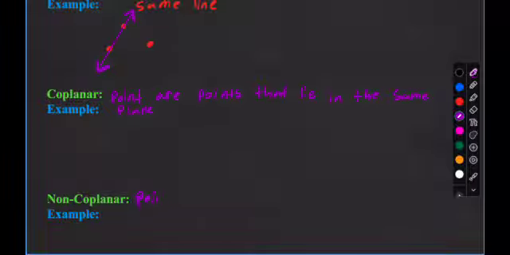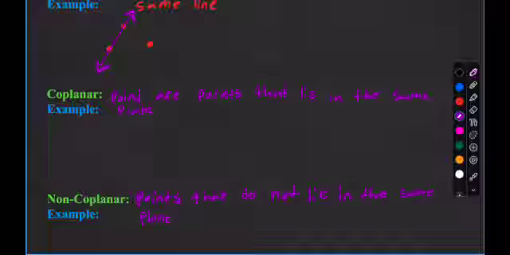So these are points that do not lie in the same plane. Remember what I said earlier, that a plane is typically defined by 3 points, right? Any 3 points, we have a plane. So we must have at least 4 points for us to be able to talk about whether it is coplanar or not. So let me give you a few examples of this.